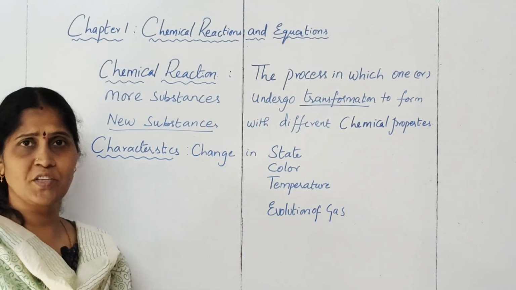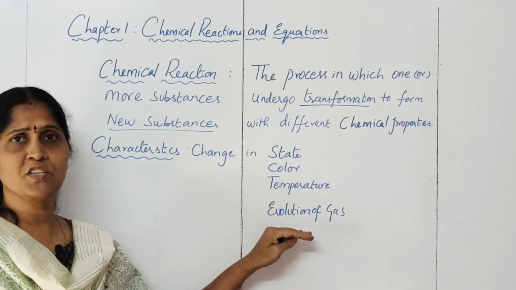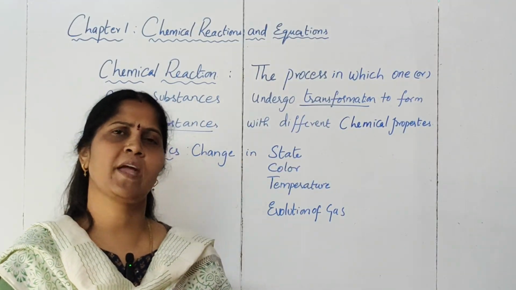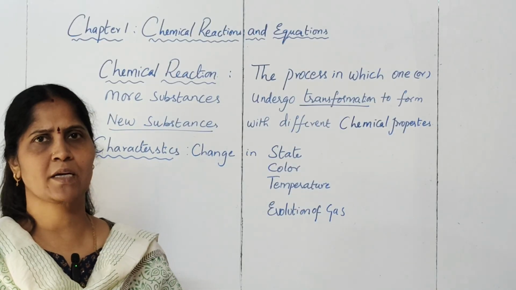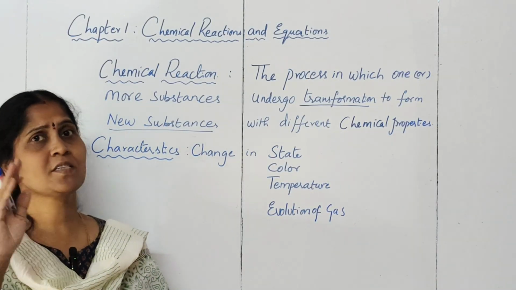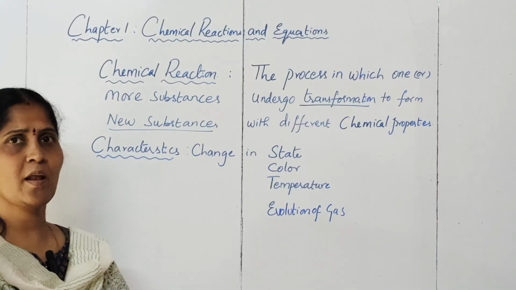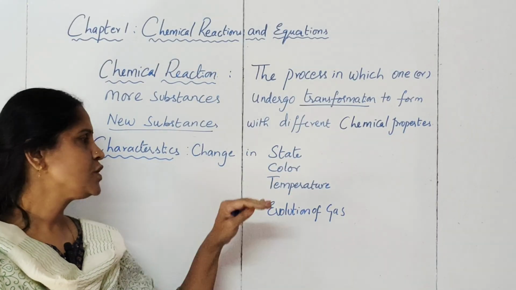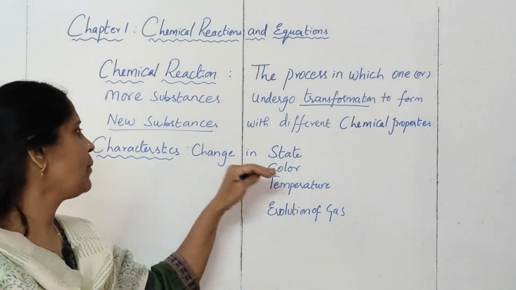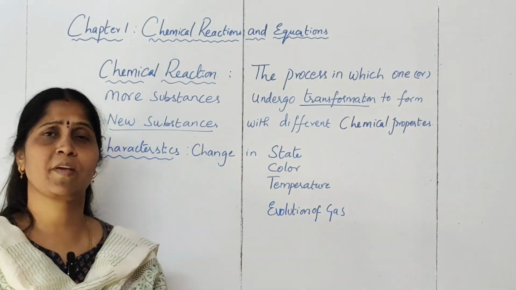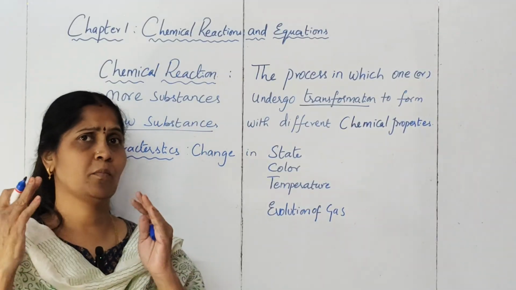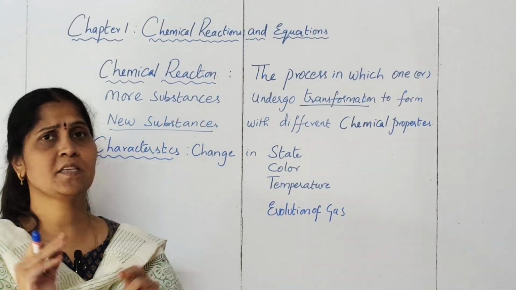There can be a change in the color. There can be a change in the temperature. We have already learned that there are two types of reactions, exothermic and endothermic reactions. Those reactions which absorb energy are called endothermic reactions, and those which give out energy are called exothermic reactions. Likewise, a change in temperature will also demonstrate a chemical reaction, and evolution of gas is also an important feature which makes us know that a chemical reaction has taken place.